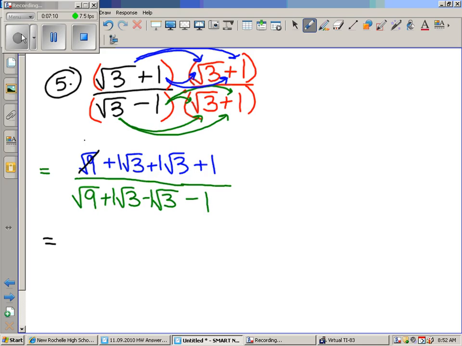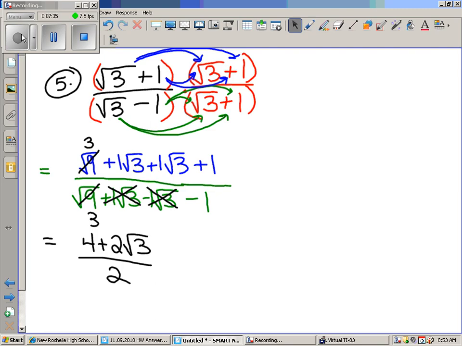The square root of 9 is 3. Let's make this also 3. Okay? These two over here are the opposites of one another. Plus 1 radical 3, minus 1 radical 3. These cancel away. So in the bottom, we have 3 minus 1, and that's 2. And in the top, we have 4 plus 2 radical 3.